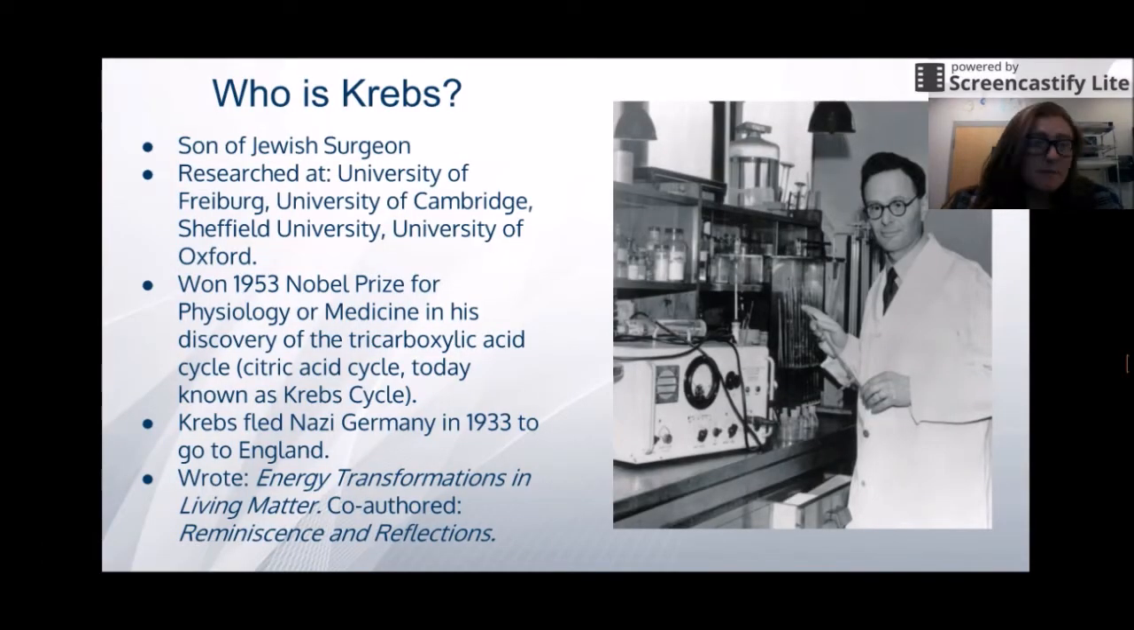Who is Krebs? Krebs is the son of a Jewish surgeon. He was born in Germany in 1900. He researched at a variety of places. He actually fled Nazi Germany in 1933 and went from the University of Freiburg to the University of Cambridge. In 1953, he won the Nobel Prize for his discovery of the citric acid cycle, which is the Krebs cycle. And he wrote Energy Transformations in Living Matter and helped co-author Reminiscence and Reflections.